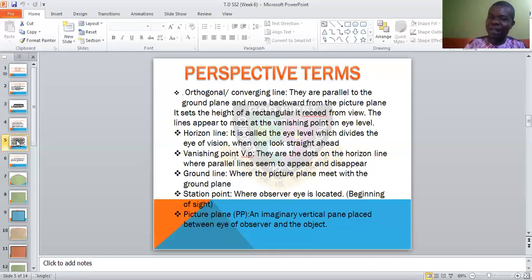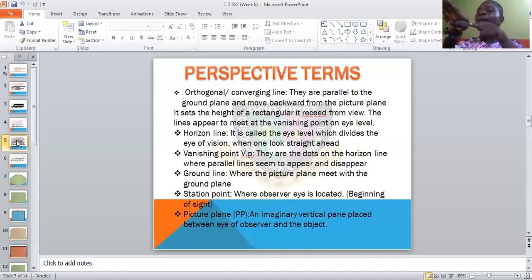Then we have the horizontal line. The horizontal line is the eye level, which divides the eye of vision. If this is the horizontal line, and I look at it, in mathematics, you have the angle of elevation and depression, and then the eye level of the observer or the viewer. You have it like this. This is my eye level. This is the horizontal line.